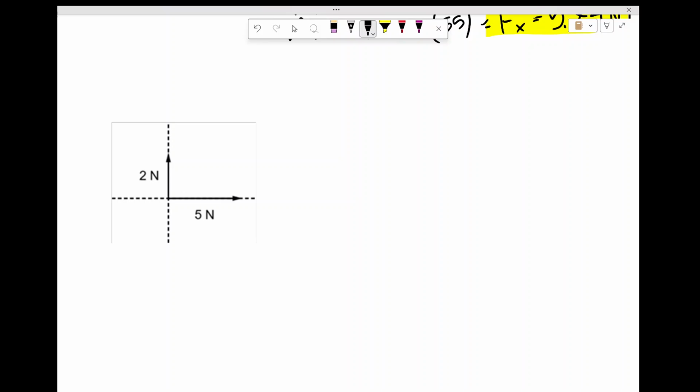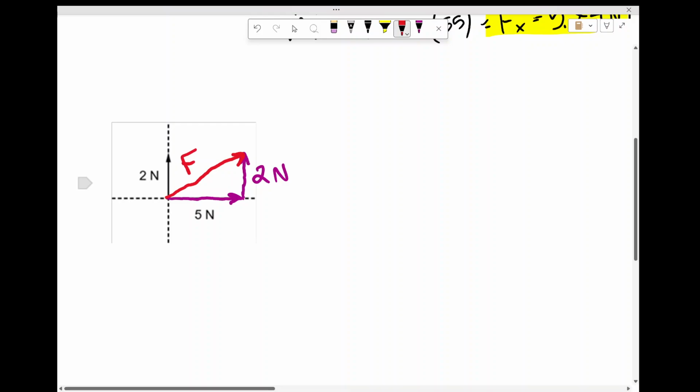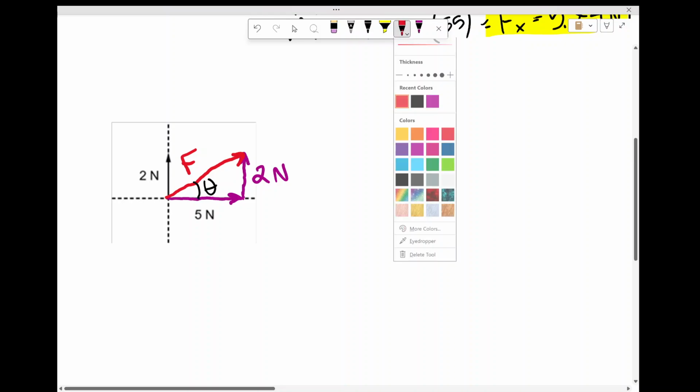So to add these together, we would do the tip-to-tail sort of addition. So we would take our 5 newton vector, and then we would add tip-to-tail the, that's a little bit janky, so we're going to draw at the right length. This would be our 2 newton vector here. And then the resultant, there's that word. The resultant is going to be the combination of those two. And we'll just call that F. And we're also going to want to know what the angle is in here. Let me drop these two down as well.